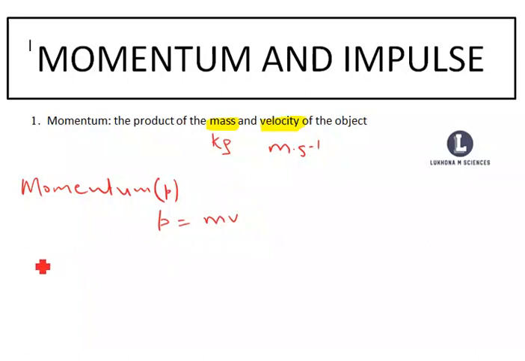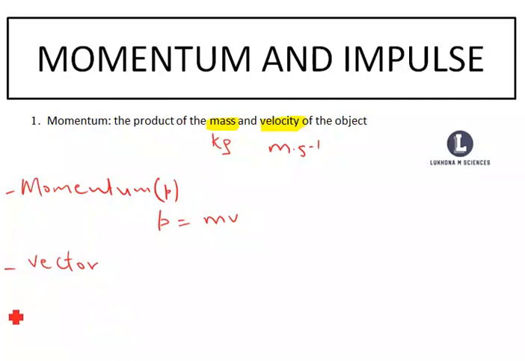And another thing that we need to make sure is that when we calculate the momentum, it must have a magnitude and a direction. So the momentum is a vector. It will always take the direction of the velocity. If the velocity is directed, for example, to the right, therefore the momentum will be directed to the right.